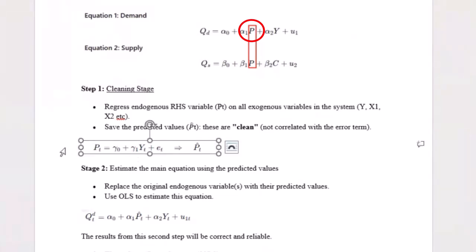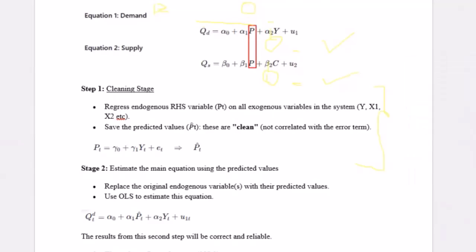That is what we have done here. So this P here is the same P here. I hope you can see. So what we have done is that in the first stage, we have made it the dependent variable. And then Y remains the independent variable.